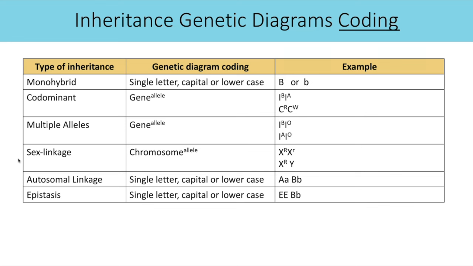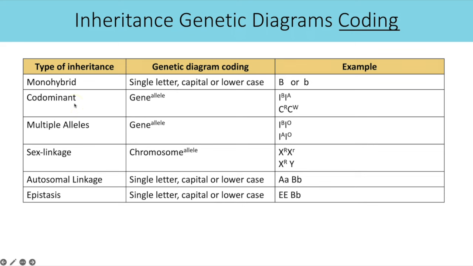And we use different coding to represent the alleles. So this is just a summary of the accepted coding. In monohybrid inheritance, which is what you would have done at GCSE, when you're looking at the inheritance of either a dominant or recessive allele for one particular gene, we pick one letter, and that represents the gene, and you have the capital letter, which represents the dominant allele, lowercase letter represents the recessive allele.